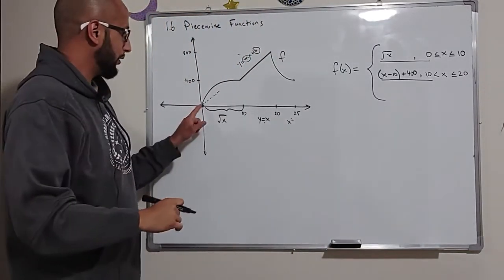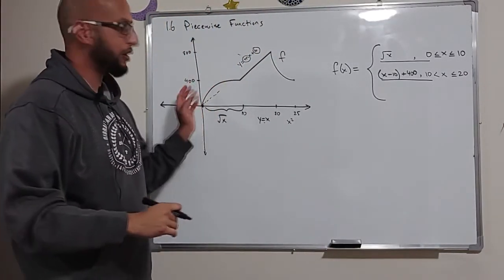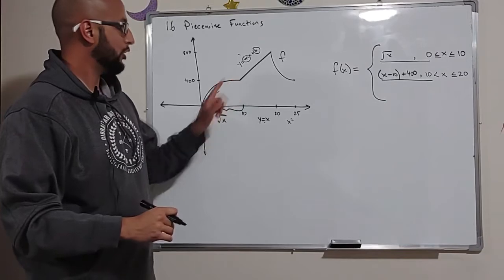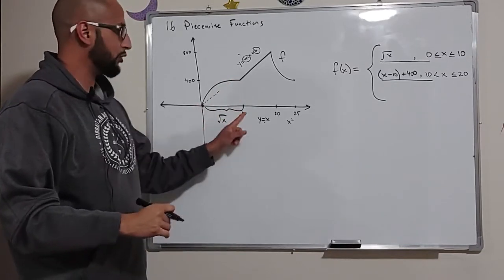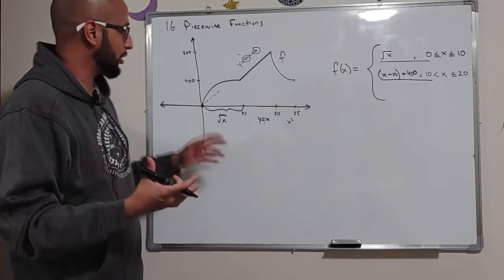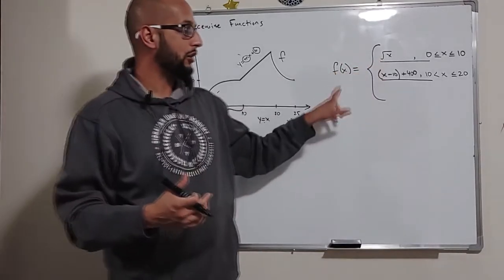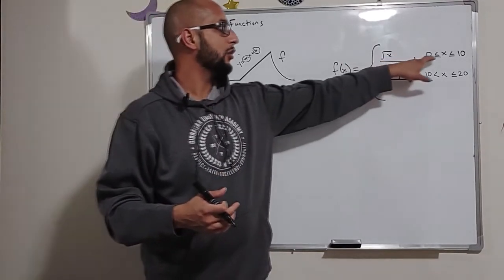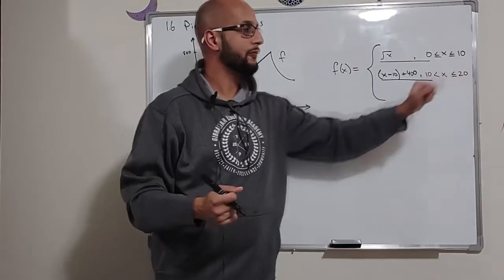Recap. The first part of this graph, or the first part of this function, is the square root function. And that function exists from 0 to 10. It starts at the origin, which is exactly what the square root function is supposed to be. So my equation, the first part is root x when x is between 0 and 10.